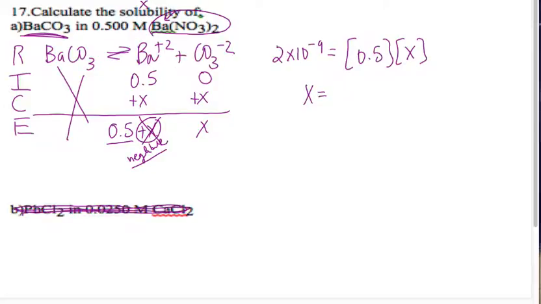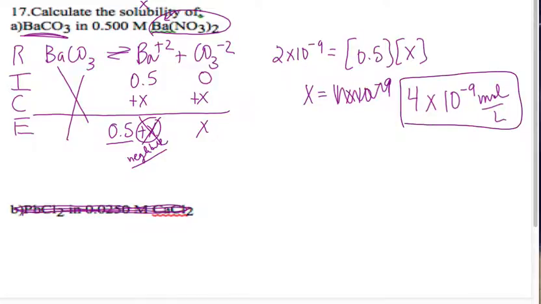X is equal to what? 1 times 10 to the negative 9th. 4, it's divided by a half. 4 times 10 to the negative 9th moles per liter. That is going to be the solubility. What was the solubility when we did it in water before, part A on the previous problem? It was 4.4 times 10 to the negative 5th. Wow, that's quite a drop in solubility, isn't it? Okay?